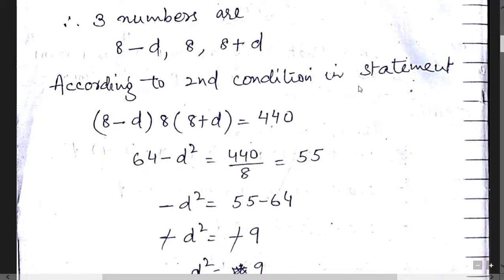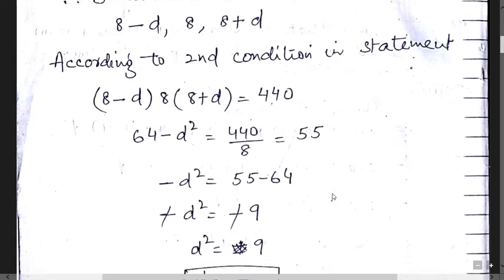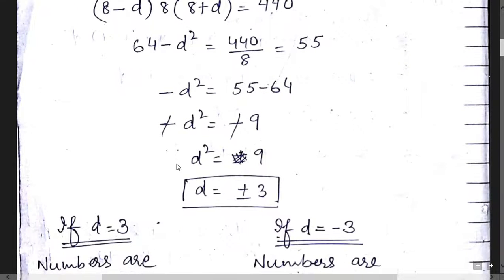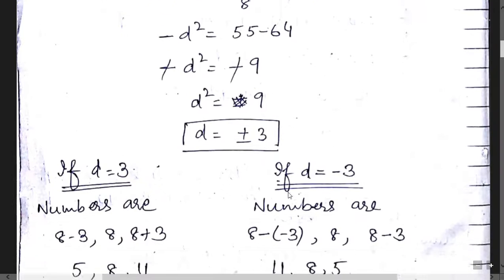According to the second condition in the statement, the product is 440. Now 8 when divided by 440, it gives us 55. And on left hand side, a minus b, a plus b, you can write a square minus b square. It's 64 minus d square. In the next step, you can shift 64 on the right hand side. The answer is minus d square is equal to minus 9. It means you can write d is equal to plus minus 3.